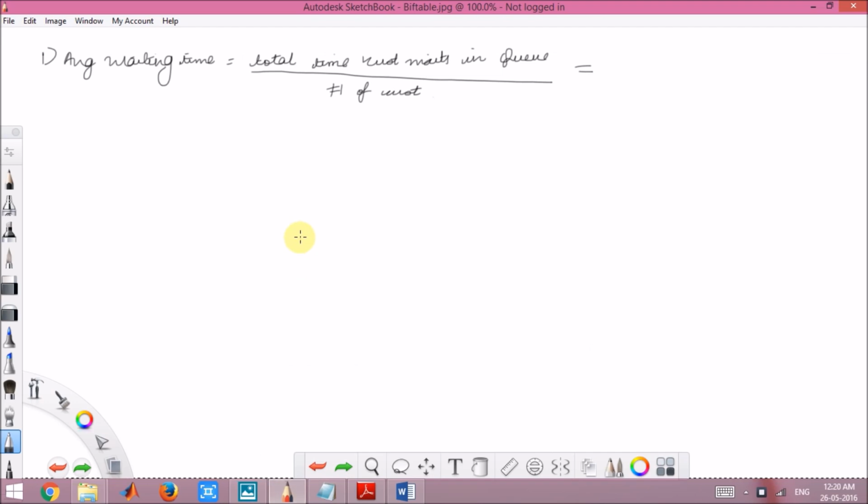So first thing is finding the average waiting time for a customer. So we know the average waiting time is the total time the customer waits in the queue divided by the total number of customers. So we know the total time the customer waits in queue is 3, divided by total number of customers, 6. So that will give me 3 by 6, that is 0.5 minutes.